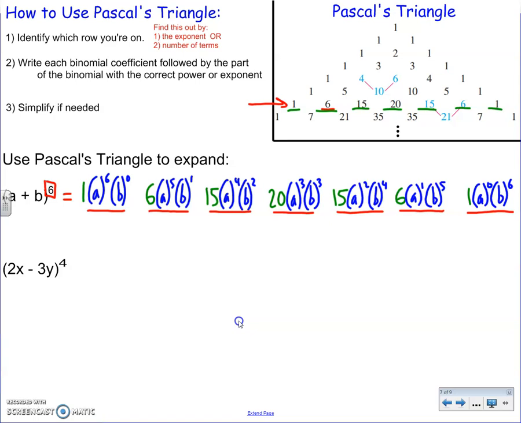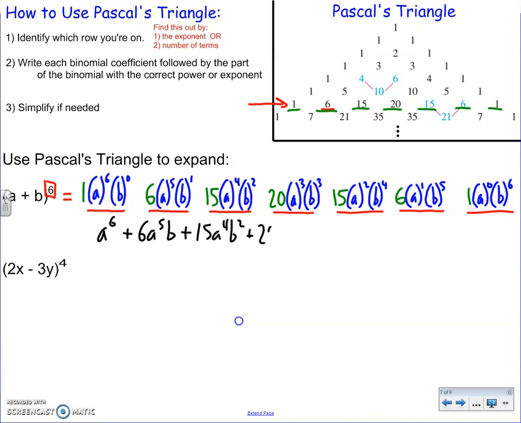So last, you can simplify, you multiply them out. Now, if they had numbers in there and signs, that's where the signs are important. Otherwise, it's going to be a positive number. So this first one's just going to be 1a^6, positive. This next one's going to be positive 6a^5 b^1. Then positive 15a^4 b^2.